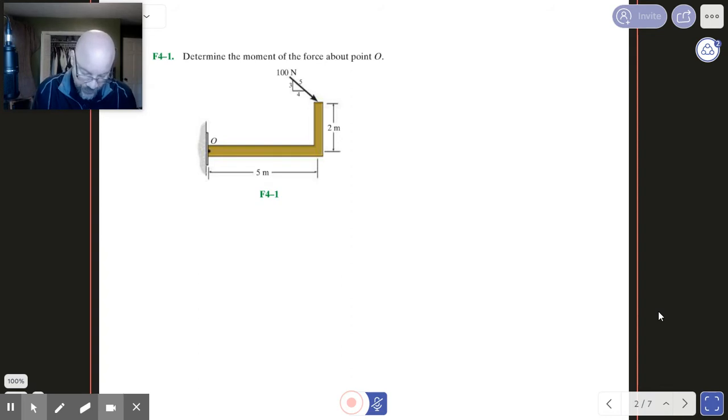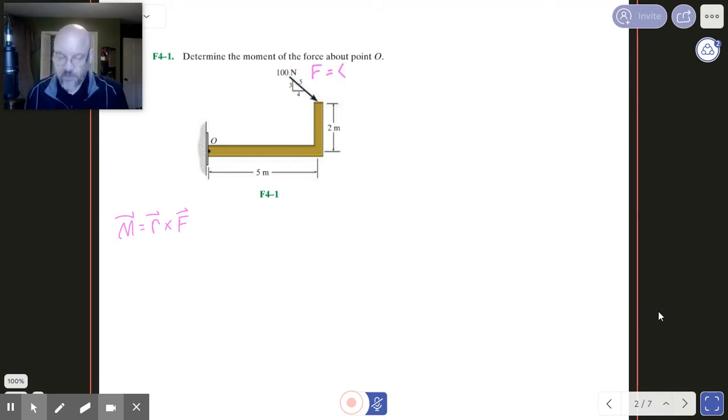So we begin with really the basic way to think about the moment, which is to say that by definition, a moment happens to be what we call the moment arm, which is a distance, crossed with the force vector of interest. Obviously, this guy up here is F.